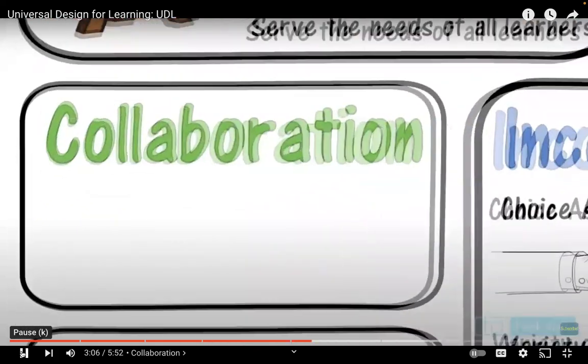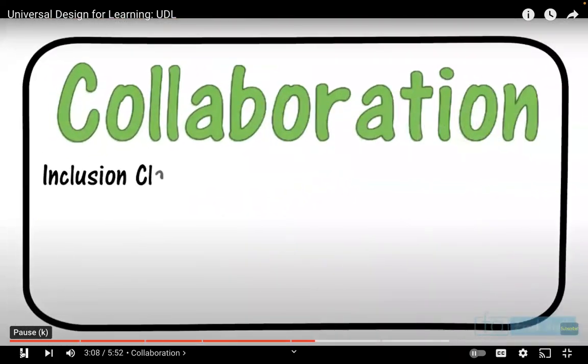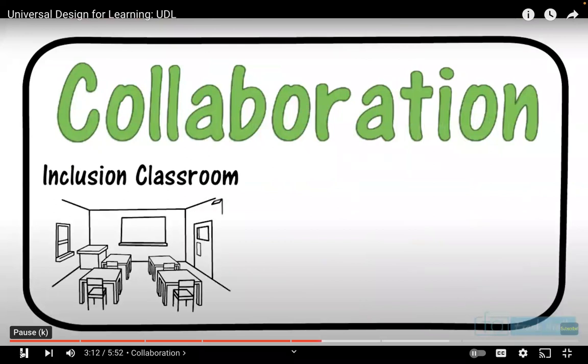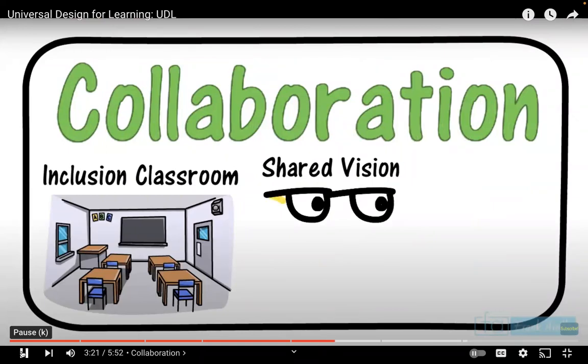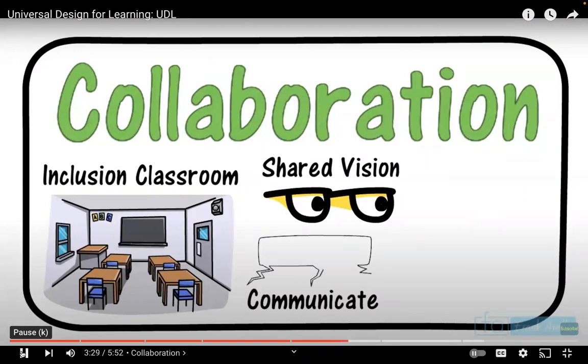Collaboration. The inclusion classroom is the most common place you would find implementation of universal design for learning. And that's because the collaboration can take place between the special education teacher and general education teacher. Collaboration of educators, teachers, administrators, and paraprofessionals should all be centered around shared goals and visions. Still, communication is what really drives collaboration. UDL requires open lines of communication between educators in a very professional manner.